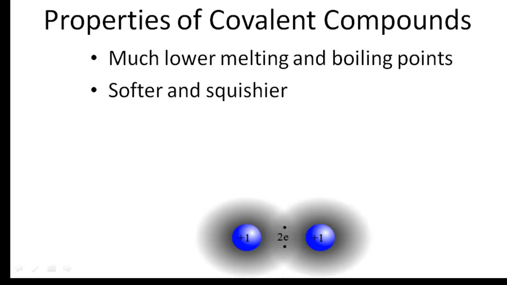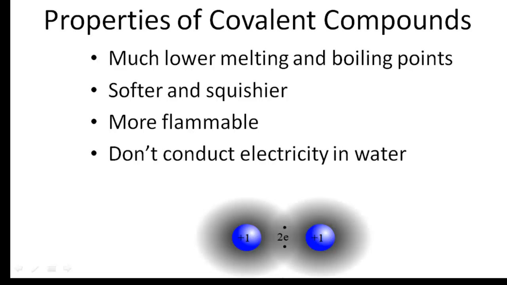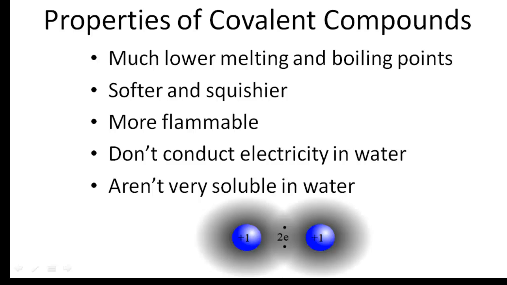So besides being softer and squishier, meaning the carbon monoxide molecule is not stuck to another carbon monoxide molecule, they are also much more flammable. They don't conduct electricity in water. If you could get them to dissolve in water, they aren't very soluble in water either. So these are just a few of the common covalent properties.